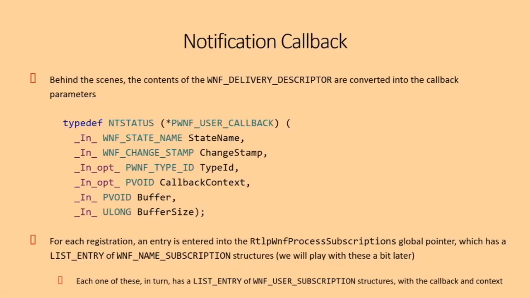So that callback basically gives you the name, the stamp, the buffer, and the buffer size. And this is how inside of your process you can know that there's data that's been published for one of these WNF state IDs that you've registered for.